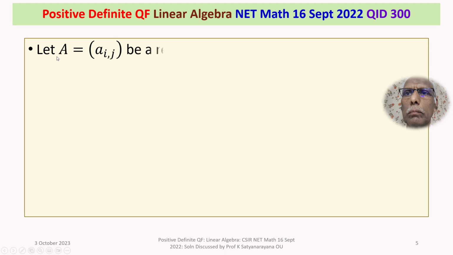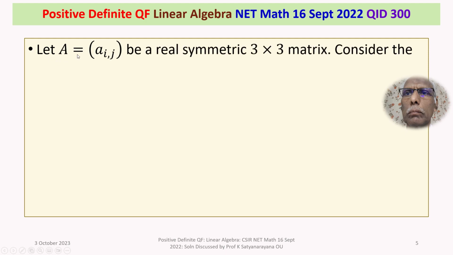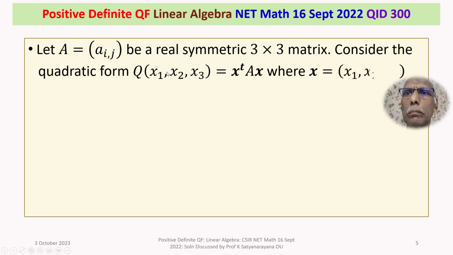The given question is, let capital A equal to the matrix Aij be a real symmetric 3 by 3 matrix. Consider the quadratic form Q of x1, x2, x3 equal to x transpose A x, where x is a column vector given as x1, x2, x3 transpose. Which of the following is true?